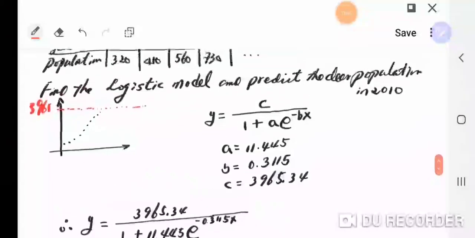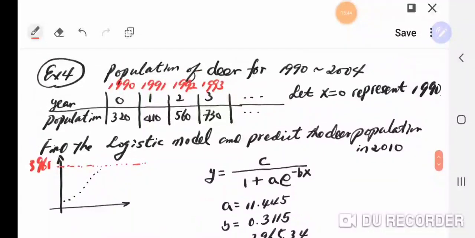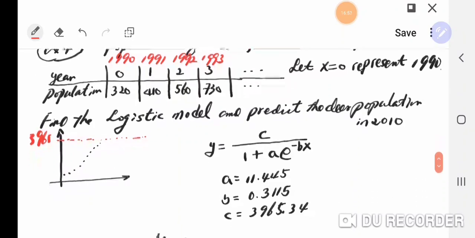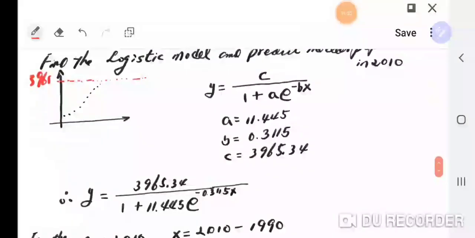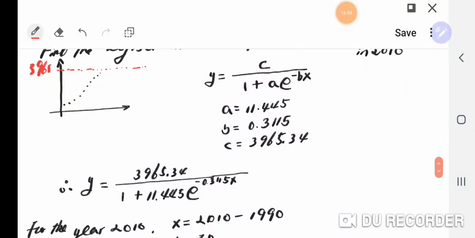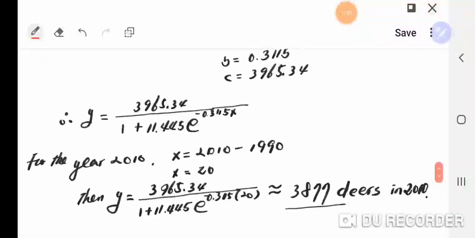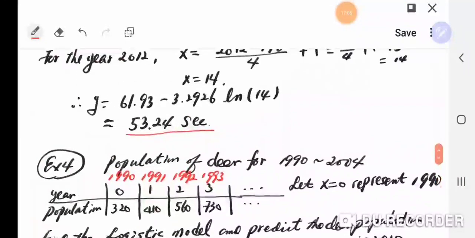So this is pretty straightforward. Plot the data and then run the data as a logistic model. Then it will give us all the values. And then just predict by plugging in the given value of x. Then we can predict the number of deer. Okay.